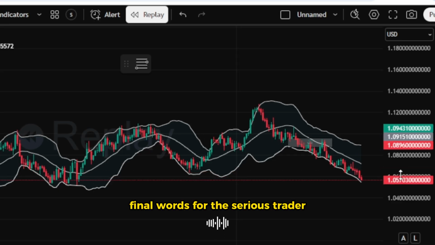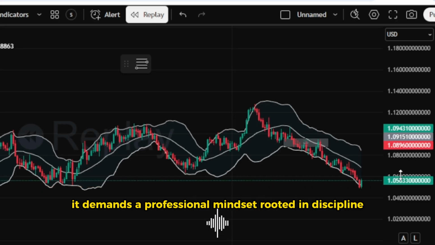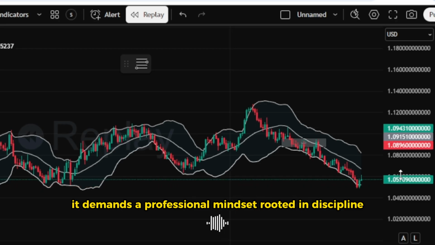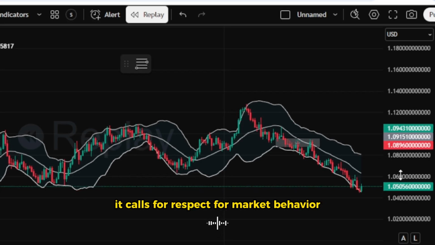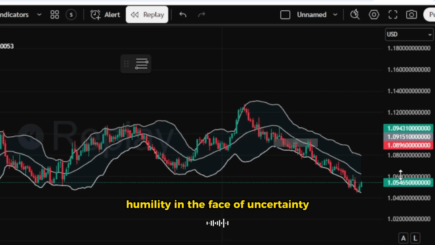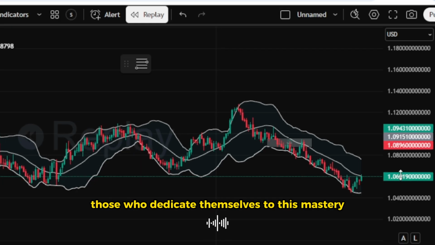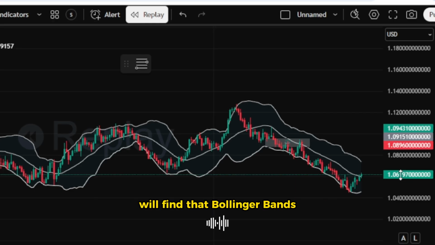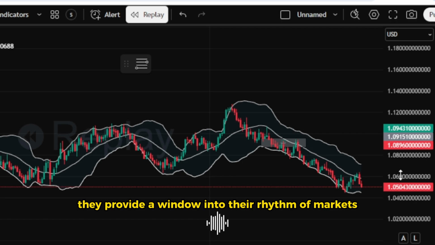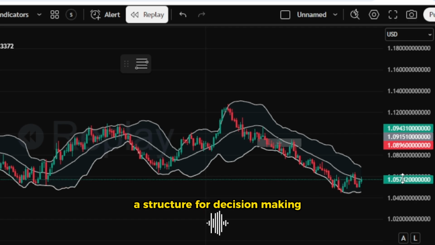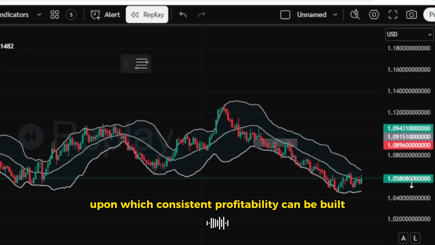Final words for the serious trader. Mastering Bollinger Bands requires more than technical knowledge. It demands a professional mindset rooted in disciplined patience and a commitment to continuous improvement. It calls for respect for market behavior, humility in the face of uncertainty, and a steadfast focus on process over outcome. Those who dedicate themselves to this mastery will find that Bollinger Bands offer far more than trading signals. They provide a window into the rhythm of markets, a structure for decision-making, and a foundation upon which consistent profitability can be built.